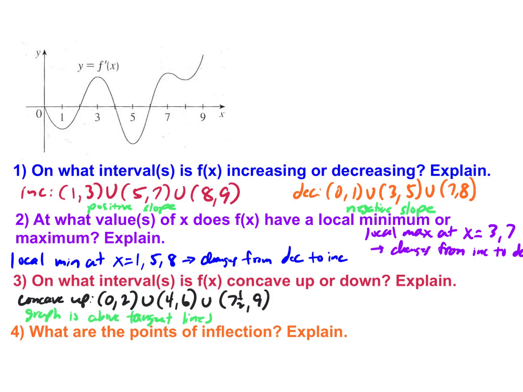And you could say the graph is above the tangent lines. You'd want to say something about the tangent lines. If you said the tangent lines were below the graph, that works too. And then, of course, concave down from 2 to 4 and 6 to 7.5 because the graph is below the tangent lines, or you could say the tangent lines are above the graph. Either one. Those would be your explanations.